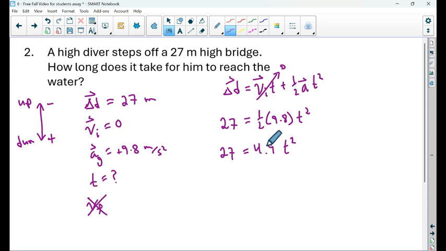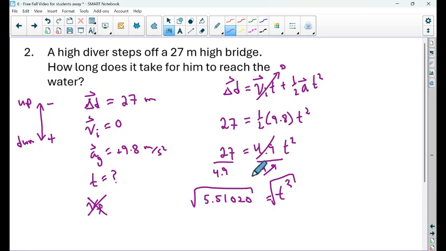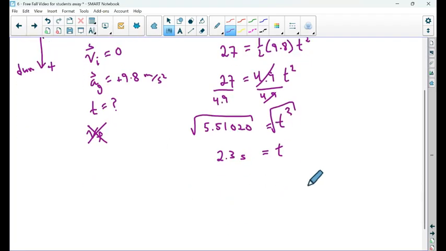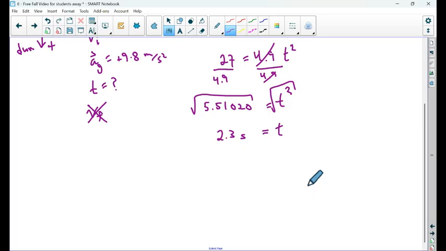27 divided by 4.9. I'm going to divide both sides by 4.9. You can see how if I had negatives everywhere, my math would still work out, but this would be more annoying to deal with. So I end up saying, okay, time squared is equal to 5.51020. Now I got to take the square root of both sides because I don't want time squared, I want time. So time is going to be equal to the square root of 5.5102. That ends up being 2.3 seconds. I've rounded it to 2 decimal places for significant digits.